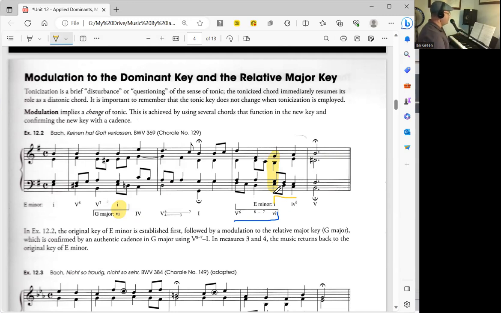So when we think of a pivot chord, a pivot chord is very, very important because it helps to transition between one key to another very smoothly. Let me play this example now for you.